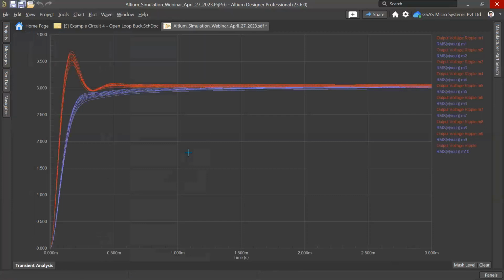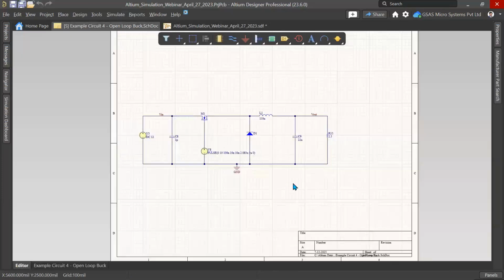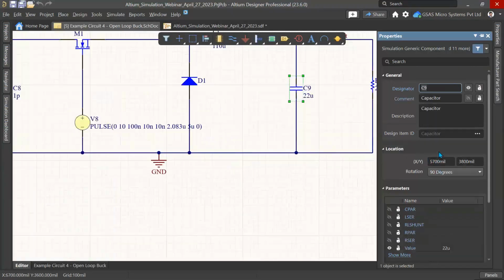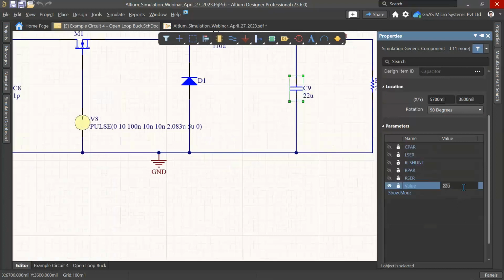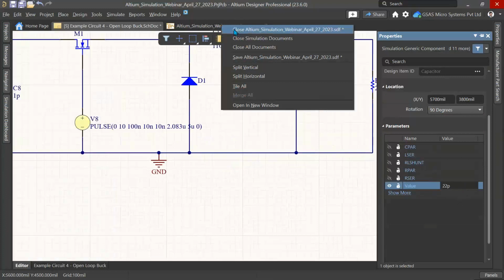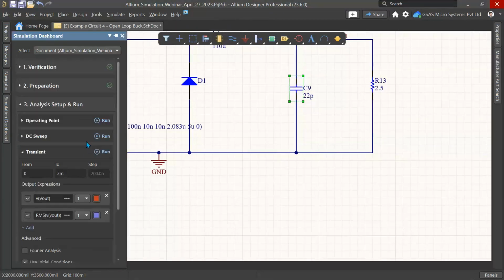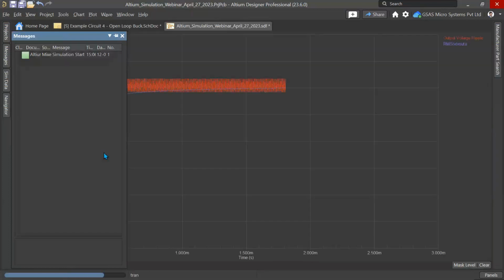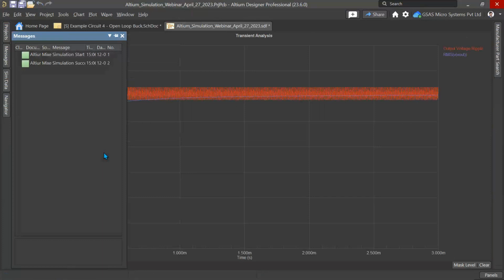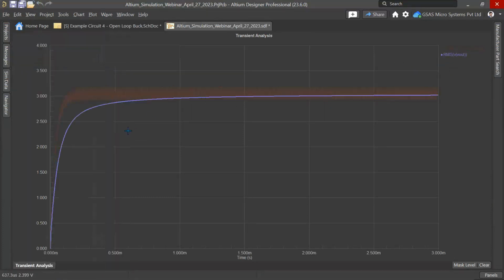I think we have enabled a different one. Yes, this time, I'm sorry, this is supposed to be 2 picofarad. Sorry. Yes, see, this is the performance of the circuit, this is the output, and this is the RMS voltage.